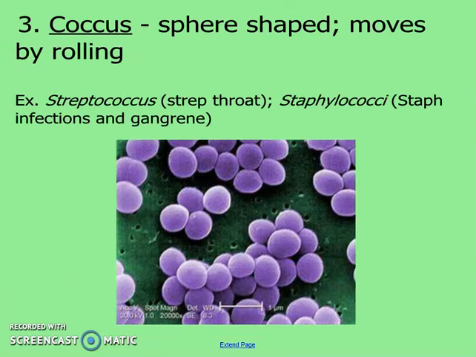The third type of bacteria is Coccus or sphere-shaped. So you can see it kind of looks like clumps of grapes in that picture. And it moves by rolling. Some examples of Coccus bacteria is the type that causes strep throat and can also cause staph infections and gangrene. So those are the 3 types we're going to focus on: spiral-shaped, rod-shaped, and sphere-shaped bacteria.